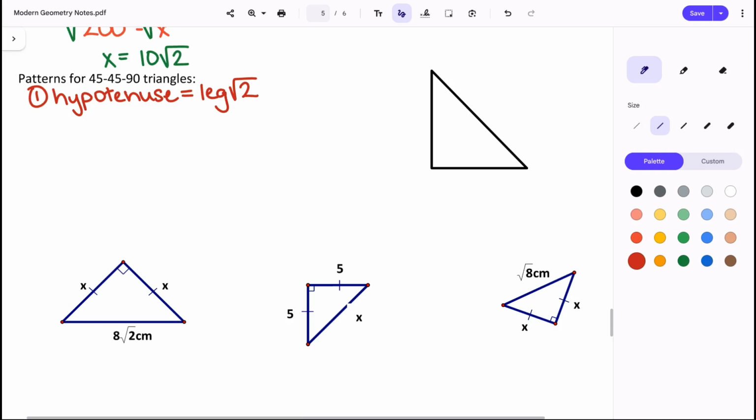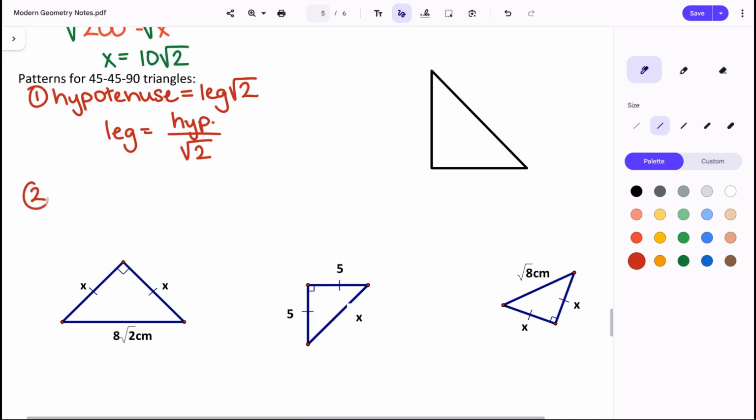What would be a leg length? If you were given the hypotenuse, how could you find just a leg? How would you get rid of the square root of 2? So it'd be hypotenuse, I'm going to abbreviate that, over the square root of 2, right? There's always going to be that connection between the legs and the hypotenuse on a 45, 45, 90 triangle.